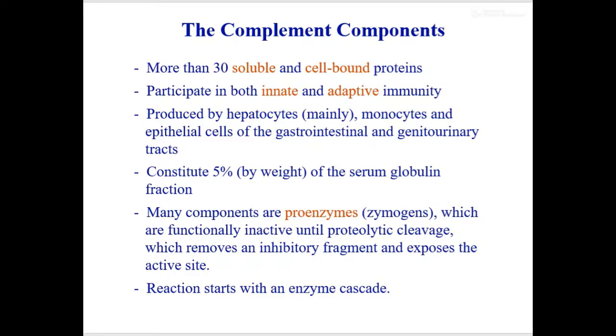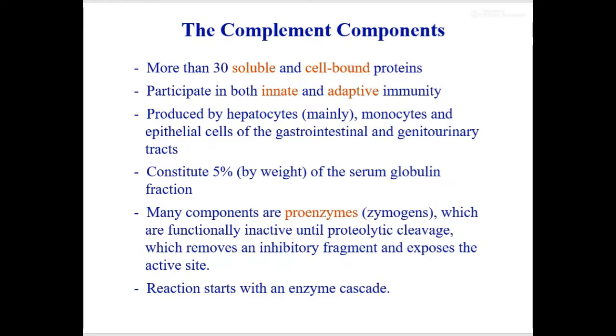Now, all these complements are found as zymogens or proenzymes, which are usually inactive in the beginning. But when they are cleaved by proteases, the inhibitory fragment is removed and the active site of these proteins gets exposed. And once the active site is exposed, they start a reaction in an enzyme cascade. And what function do these complements do? The main function is that they trigger the immune response at a faster rate.